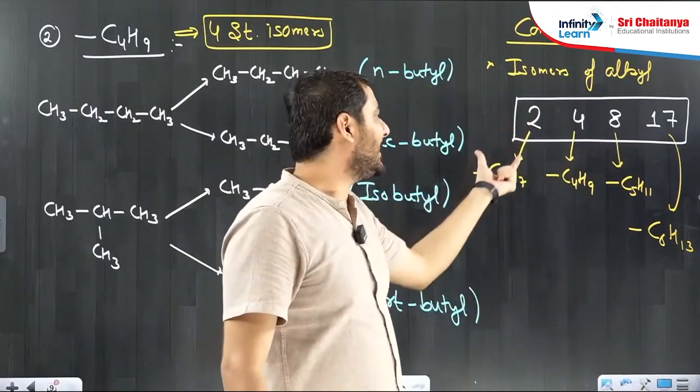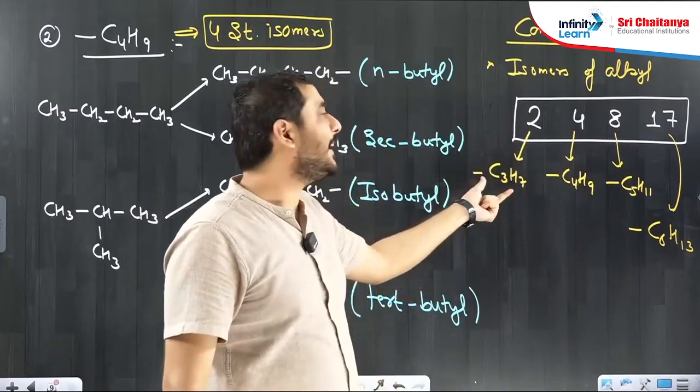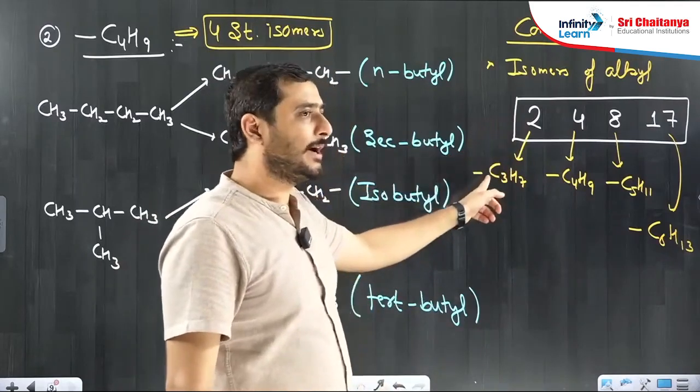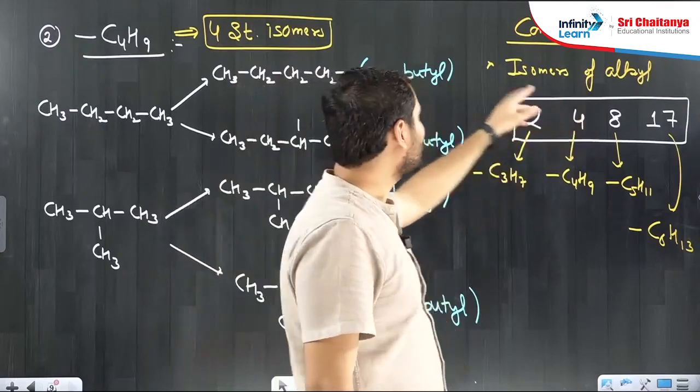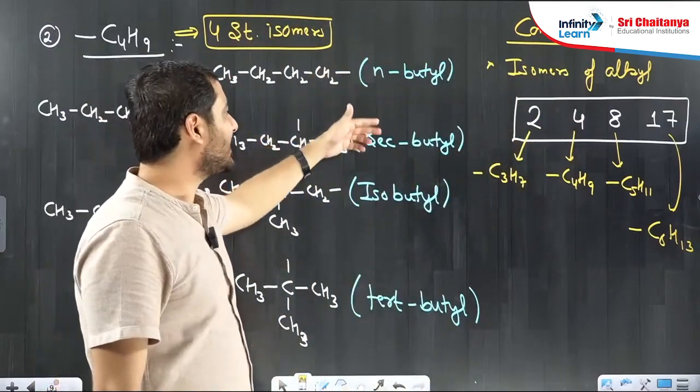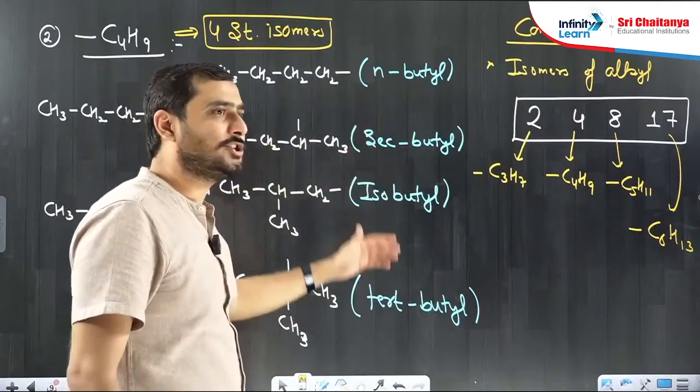For first alkyl C3H7, because alkyl isomers start from 3 carbon atom. So 2 isomers, normal propyl, isopropyl. And for 4 carbon atom, 4 are possible. What is possible? Normal butyl, secondary butyl, isobutyl and tertiary butyl.